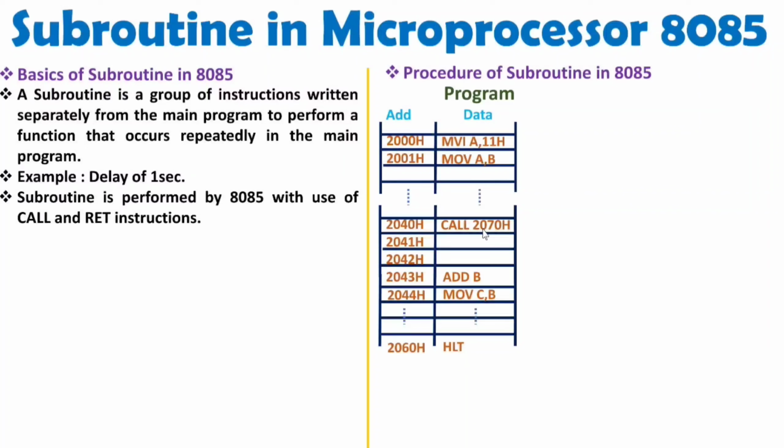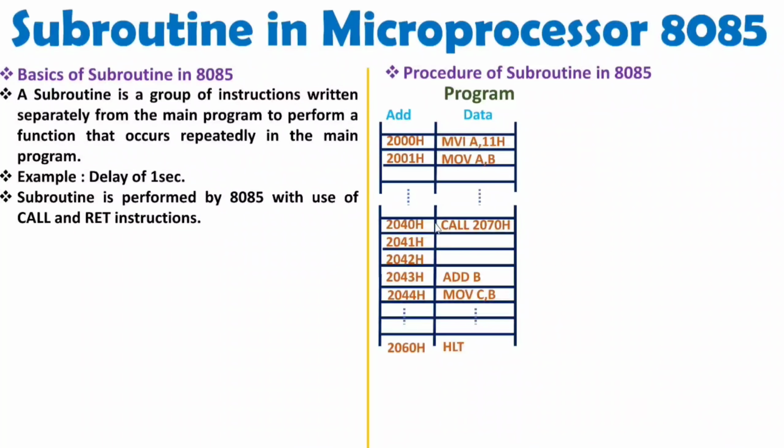Now see what is written: Call 2070 hex. What does it mean? This instruction is of 3 bytes. 1 byte is for the opcode of call and 2 bytes are for the address 2070. So this call 2070 is stored at 2040, then the lower byte at 2041, and the higher byte of the address will be at 2042.